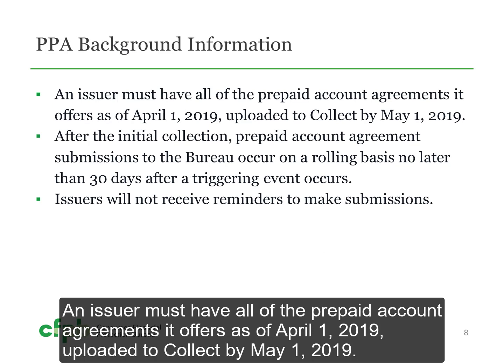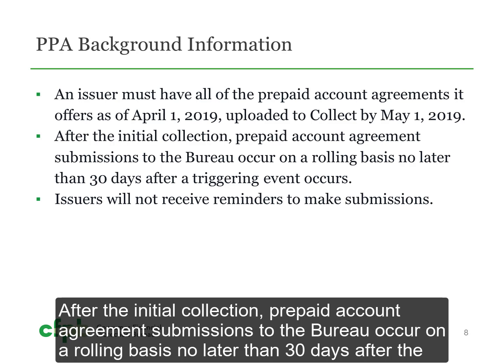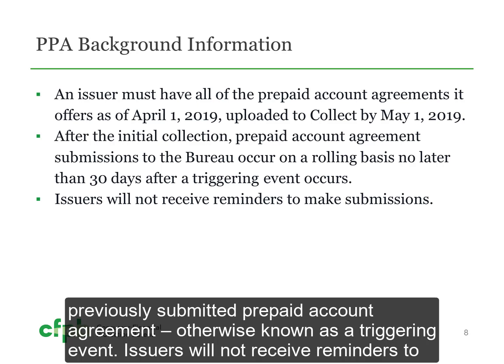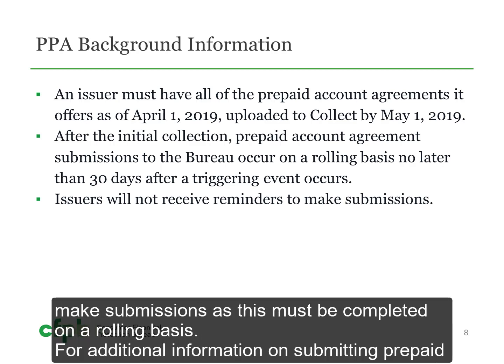An issuer must have all the prepaid account agreements it offers as of April 1, 2019, uploaded to Collect by May 1, 2019. After the initial collection, prepaid account agreement submissions to the Bureau occur on a rolling basis no later than 30 days after the issuer offers a new prepaid account agreement, amends a previously submitted prepaid account agreement, or withdraws a previously submitted prepaid account agreement, otherwise known as a triggering event. Issuers will not receive reminders to make submissions, as this must be completed on a rolling basis.